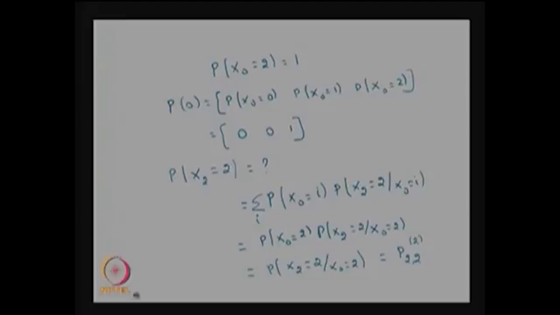This is the same as, you find out the P square matrix, and from the P square matrix, the (2, 2) entry is going to be the last element. Out of those 9 elements, the third row, third column element is going to be the element for this probability.